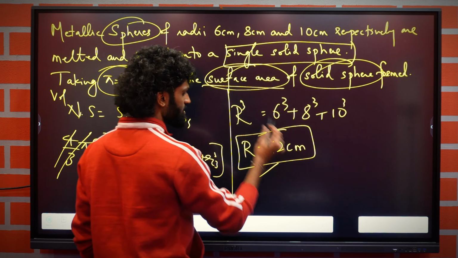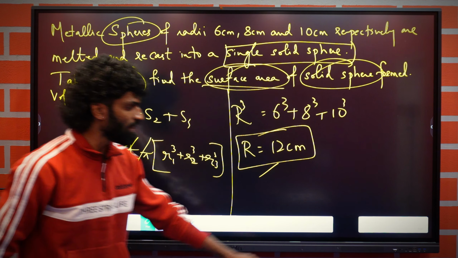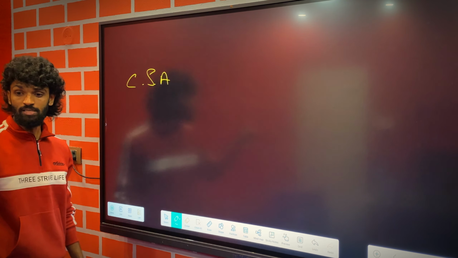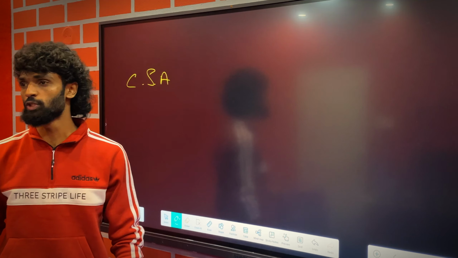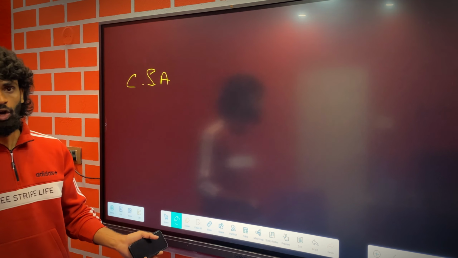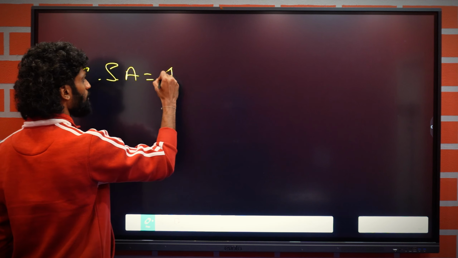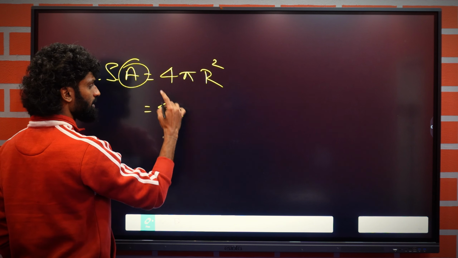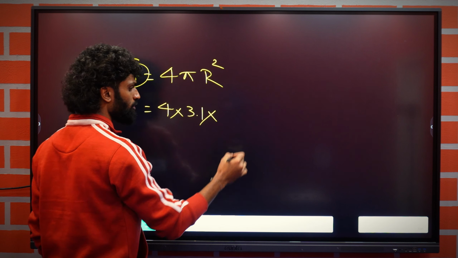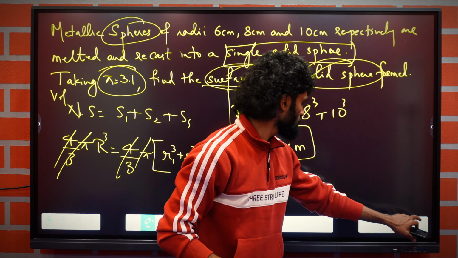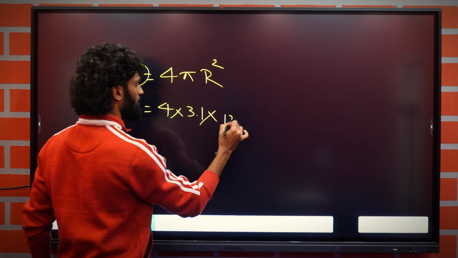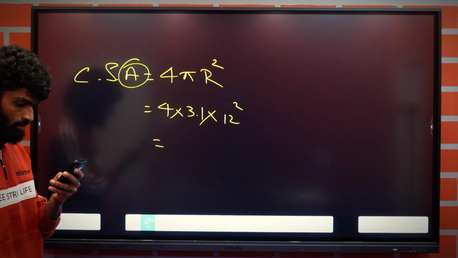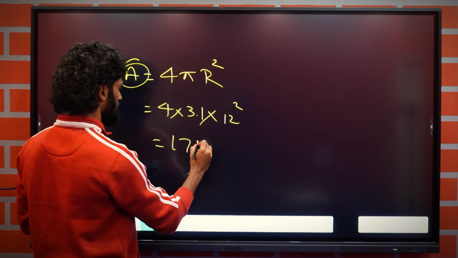I'll use this R to find the surface area. It's a sphere, obviously, keep that in mind. So sphere, surface area. Now what surface area are they asking about? Obviously curved, because only for a hemisphere does total surface area come into the picture. The curved surface area talks only about your sphere. So it will be 4 pi R square, careful. 4 as it is. They asked me to take the value of pi as 3.1. R's value is 12, 12 square. You guys do the math. I'll use the calci. 1785.